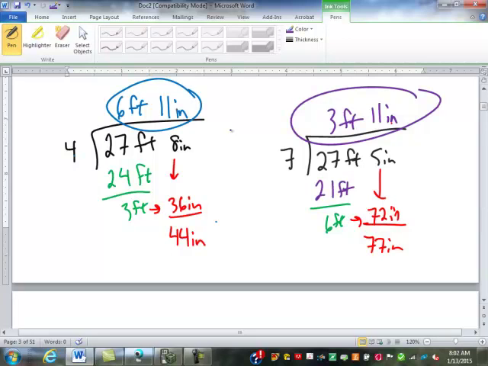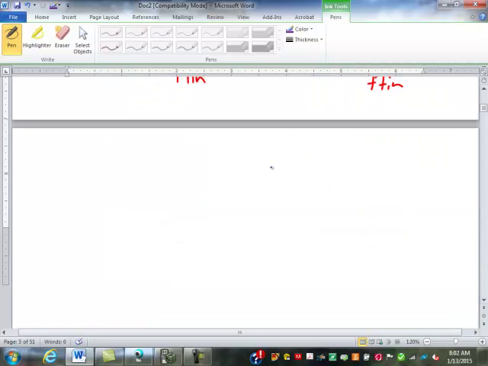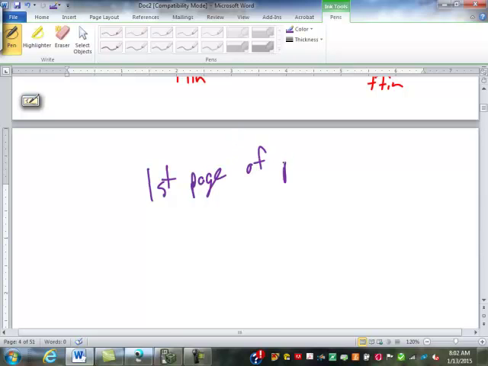For tomorrow, I want you to work on the first page of the packet. The whole first page. What is the bottom problems on that first page? All right. Yep, so I want you to do the whole first page.